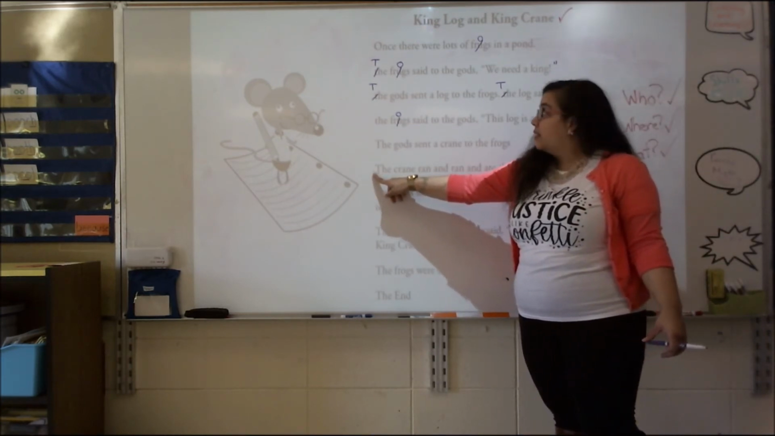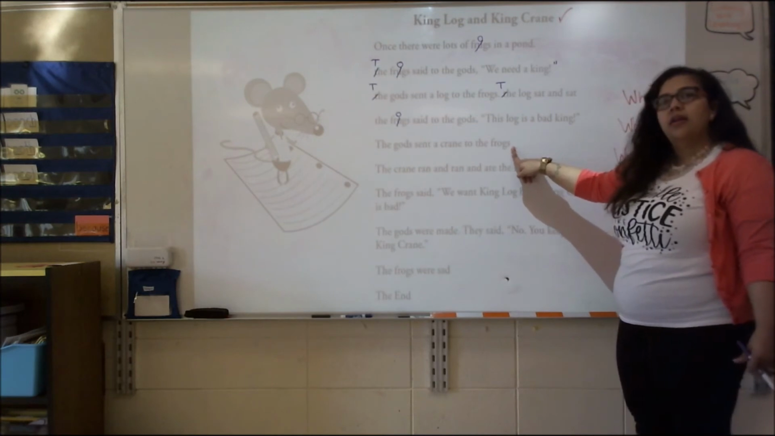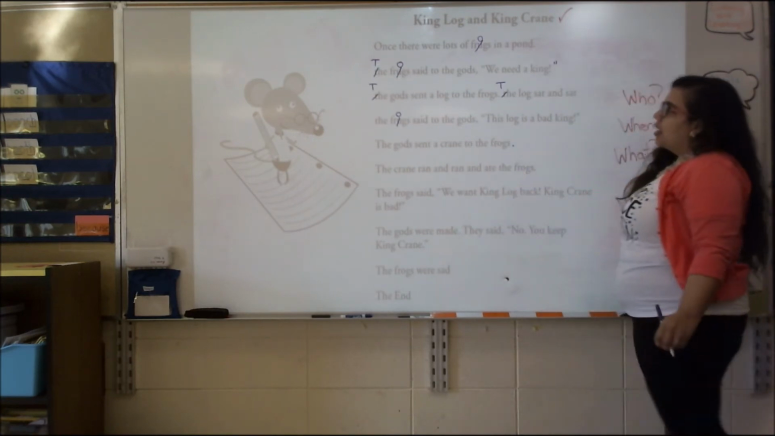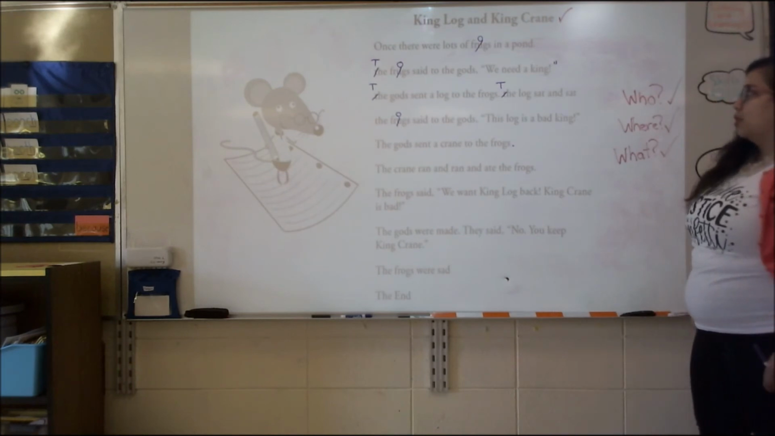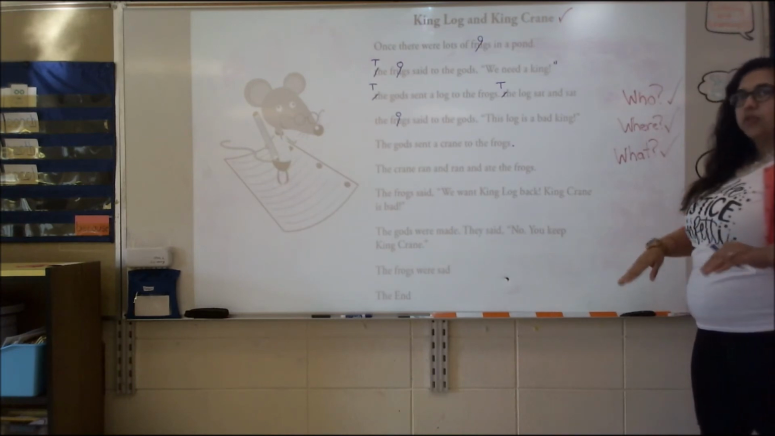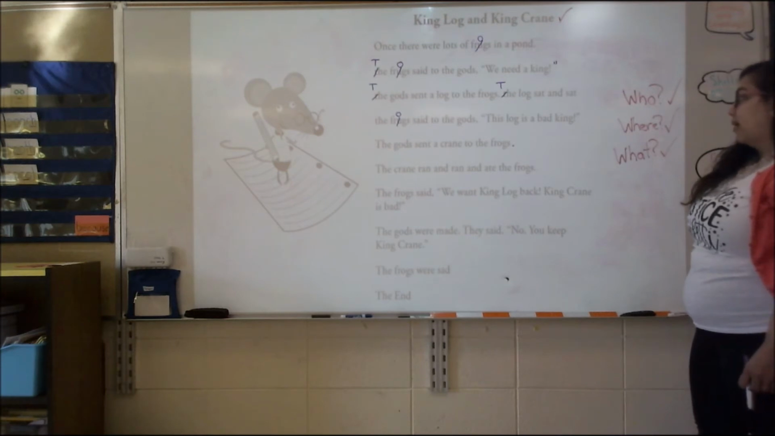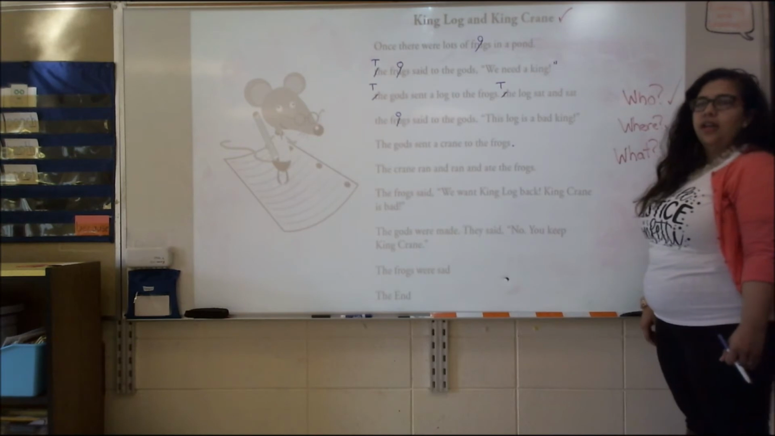That's the beginning of a new sentence. So what should be right here? A period. Go ahead and write a period. That's the end of that sentence. The gods sent a crane to the frogs. Full stop. The crane ran and ate the frogs. The frogs said, we want King Log back. King Crane is bad. All right, Mr. Mouse, I see you getting your rhythm.